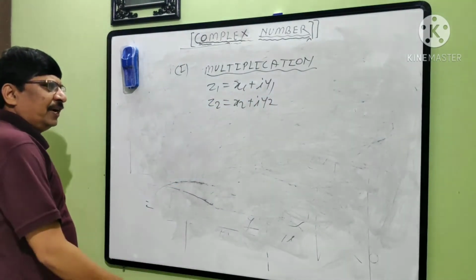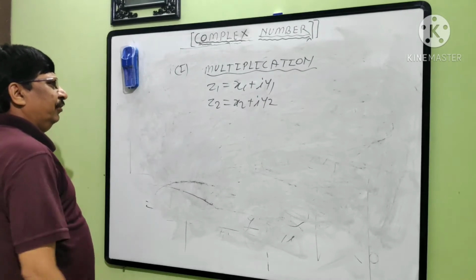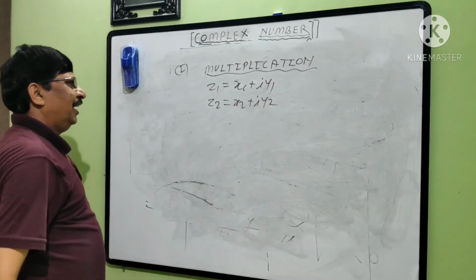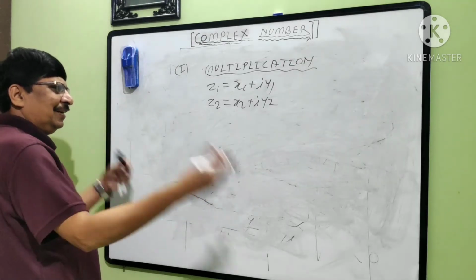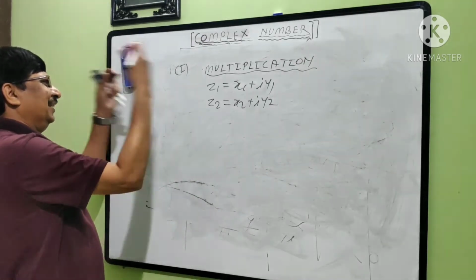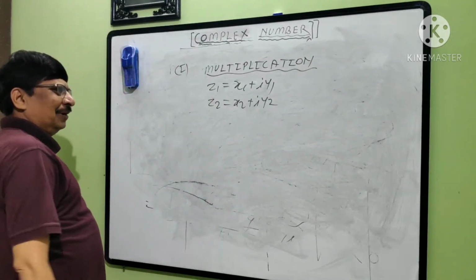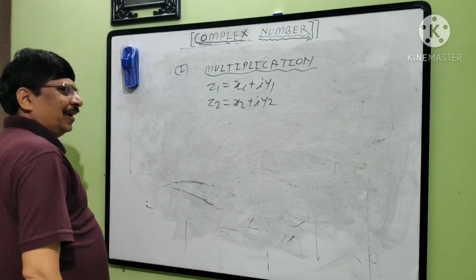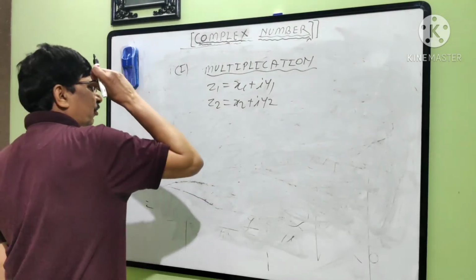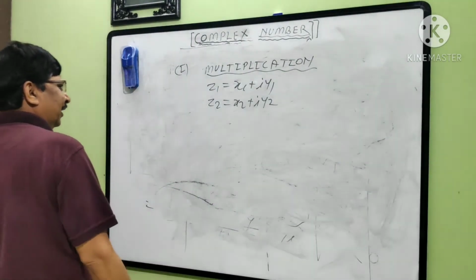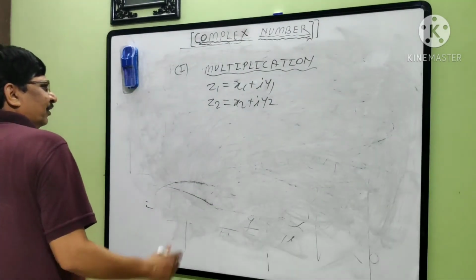You have to attempt 50 questions in the coming exam, and these are all multiple choice. That is why the questions will be very simple, and they are all based on addition, multiplication, polar form, amplitude, and argument. Argument, amplitude or modulus, like this.